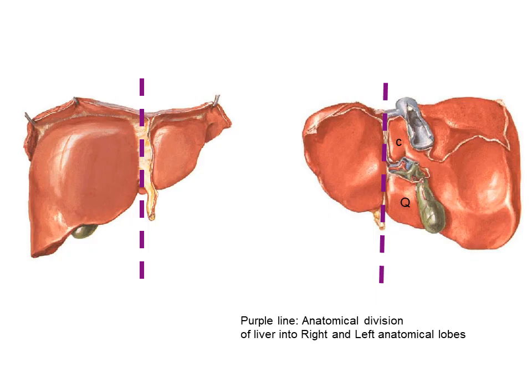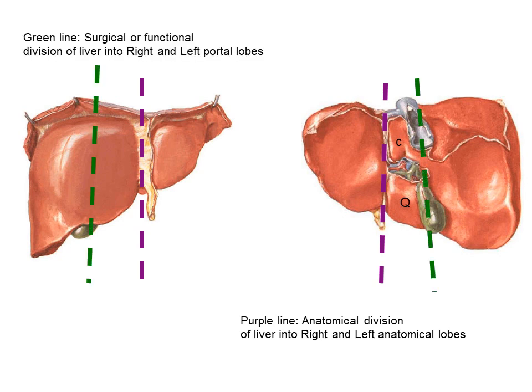Here is the anatomical division and functional division of the liver. The purple line is the anatomical division into the right and left lobes, and anatomically the quadrate and caudate lobes are part of the right lobe of the liver. And this green line is the surgical or functional division of the liver into the right and left portal lobes.